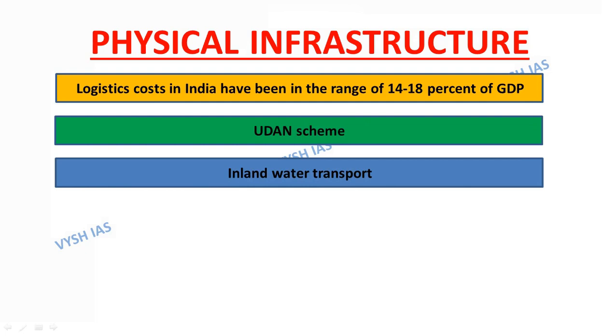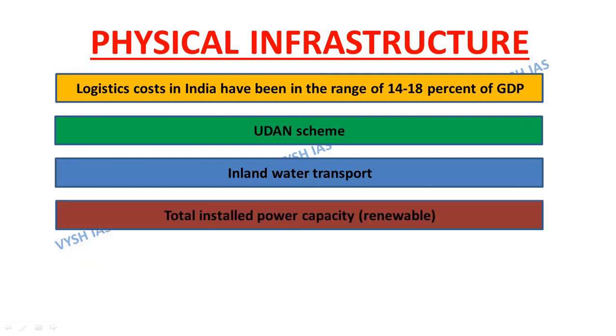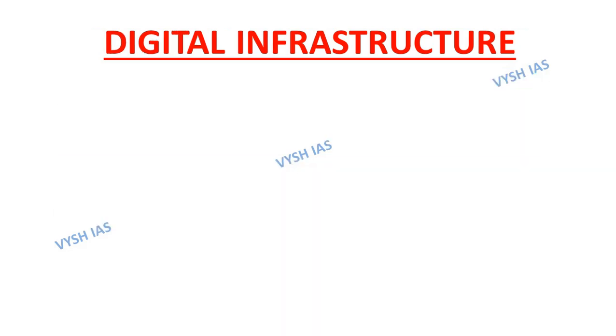Inland water transport holds great untapped potential as a means for transportation of goods and passengers. The total installed power capacity of utilities, and here we are talking about the renewable sector. So the total installed power capacity of utilities and captive power plants was 482.2 gigawatts on 31st March 2022 as compared to 460.7 gigawatts on 31st March 2021, which is up by 4.7%. Now move to digital infrastructure.